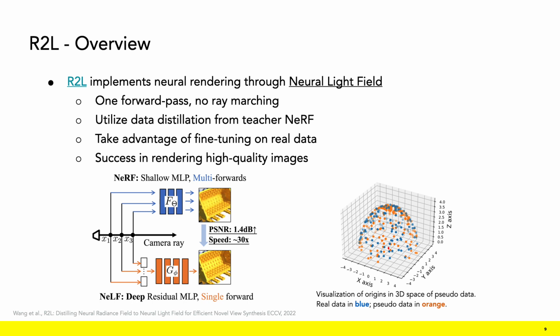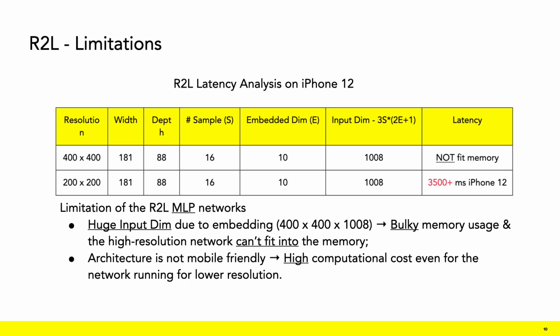Since the light field models the geometry of the scenes in an implicit way, this representation suffers from a multi-view inconsistency issue. To resolve this, the authors employ a teacher model to distill pseudo data. They query the teacher with camera positions and view directions randomly within the training scene bounds. Then the model is trained on the pseudo data and fine-tuned on the real data to further improve the performance. As a result, R2L shows very promising results in both PSNR and latency on GPU.